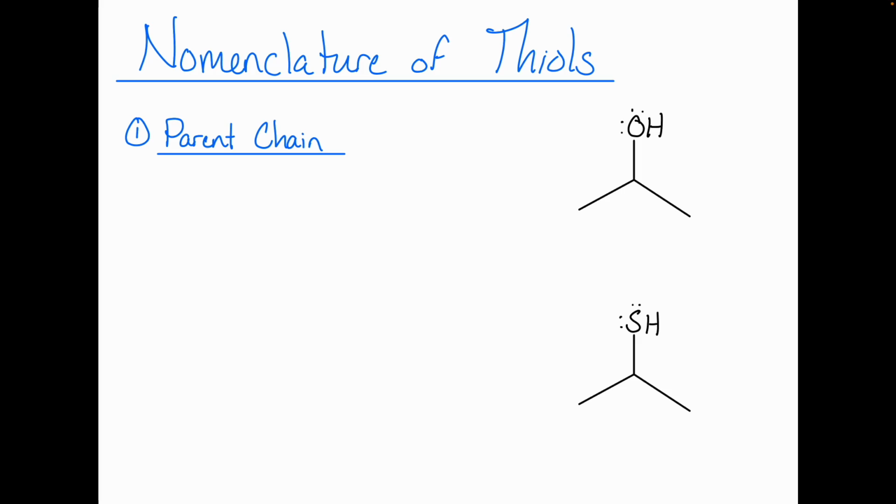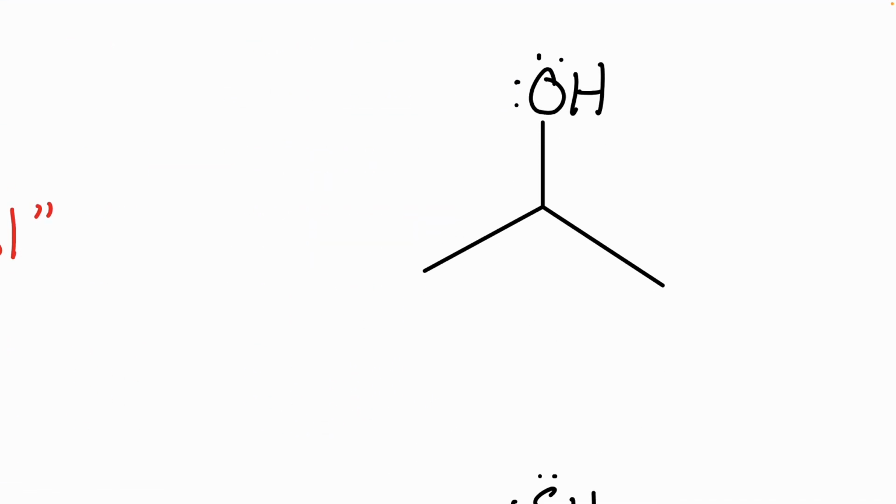Step one is to find and name our parent chain. For alcohols, we use this suffix -ol at the end. For this molecule, my parent chain is these 3 carbons. I have my OH group, my hydroxyl group, on carbon 2. So this would be 2-propanol.